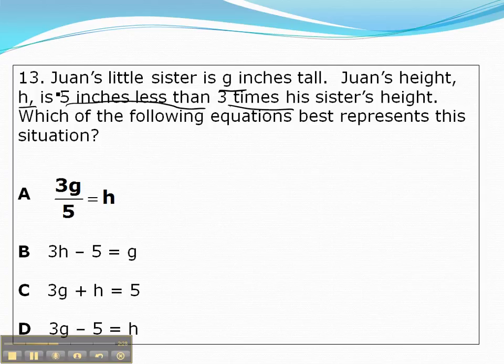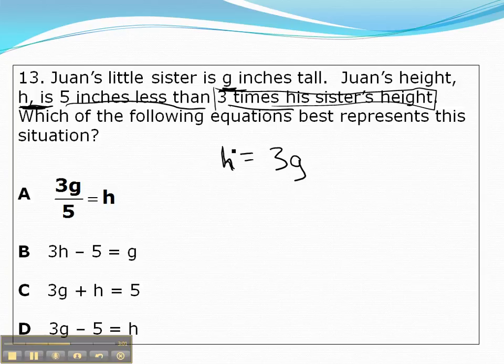It says Juan's height h is, if something is, it equals. H equals. What does h equal? What does Juan's height equal? It equals 5 inches less than 3 times his sister's height. So how can we express 3 times his sister's height? 3 times is clearly multiplying, so 3 times his sister's height. His sister's height is unknown, but it's a variable g, so 3 times g. 3 times his sister's height is 3 times g, or 3g.